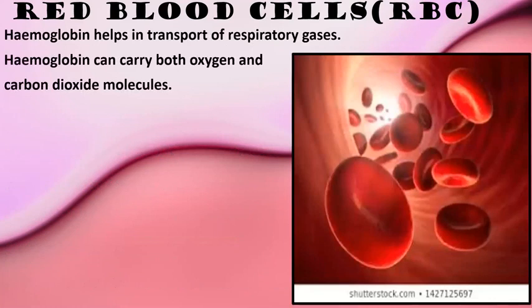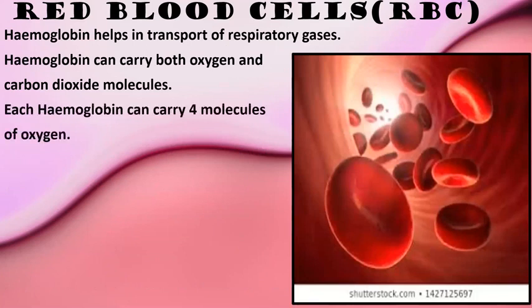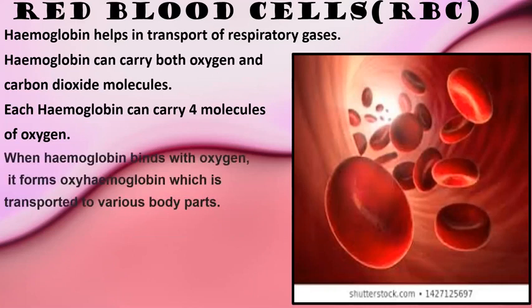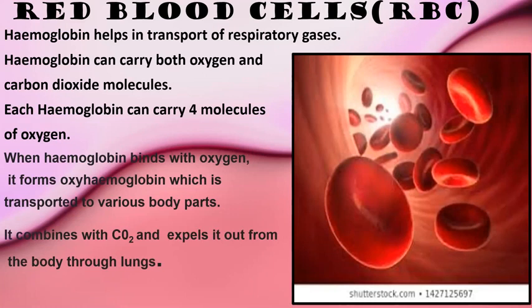Hemoglobin helps in transport of respiratory gases. Hemoglobin can carry both oxygen and carbon dioxide molecules. Each hemoglobin can carry 4 molecules of oxygen. When hemoglobin binds with oxygen, it forms oxyhemoglobin, which is transported to various body parts. Similarly, it can combine with carbon dioxide and expel it out from the body through the lungs.